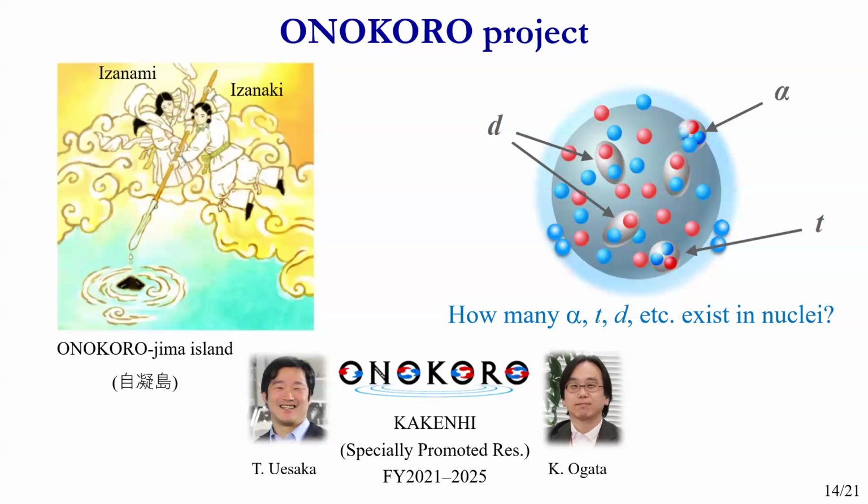And the main question is, how many alpha, triton, deuteron, or helium-3, etc. exist in nuclei in the wide mass region? So that is the goal. Okay, alpha, as I said, can be knocked out rather easily. Triton may be okay, but deuteron, is it okay? You say no. So can we knock the deuteron out? That was the big question before this project was launched.